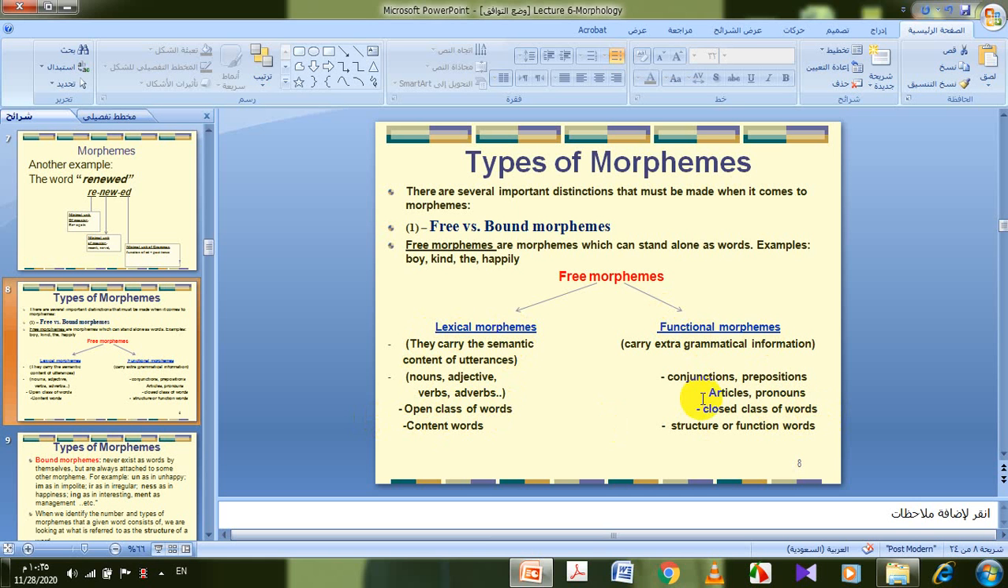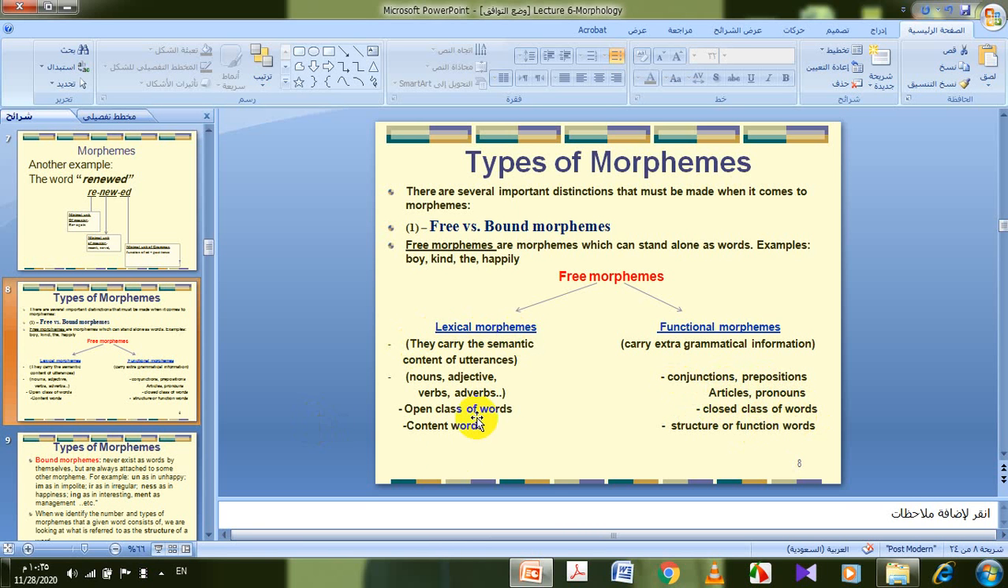We cannot add functional morphemes. Can we add new categories here, like things other than articles, pronouns, prepositions, conjunctions? No, we cannot add. They are closed class.